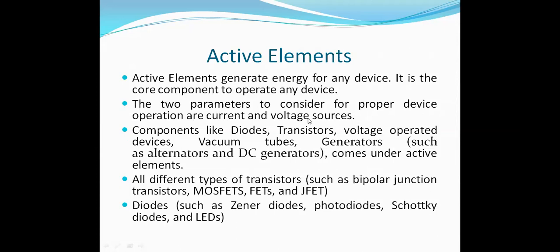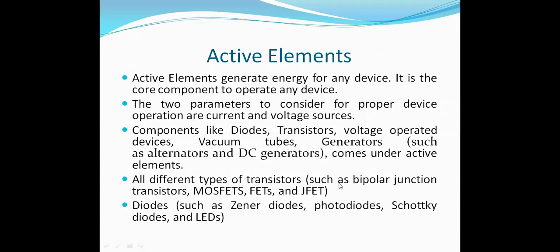Why? Because if you want to perform any task in the electric circuit, you will require these voltage or current sources. The commonly used active elements are diodes, transistors, voltage operated devices, vacuum tubes, and generators, that is, alternators and DC generators, which come under these active elements.